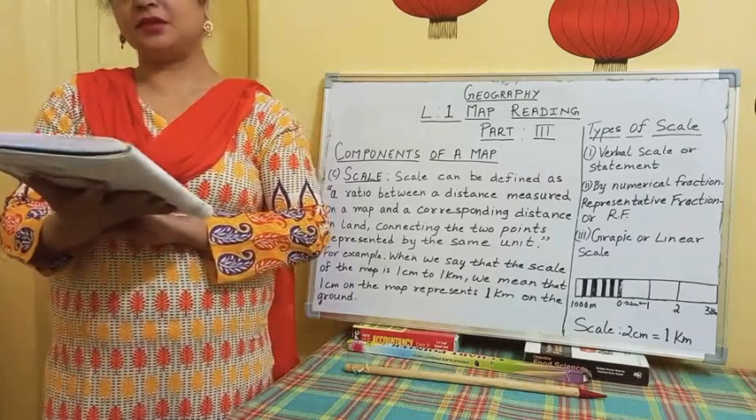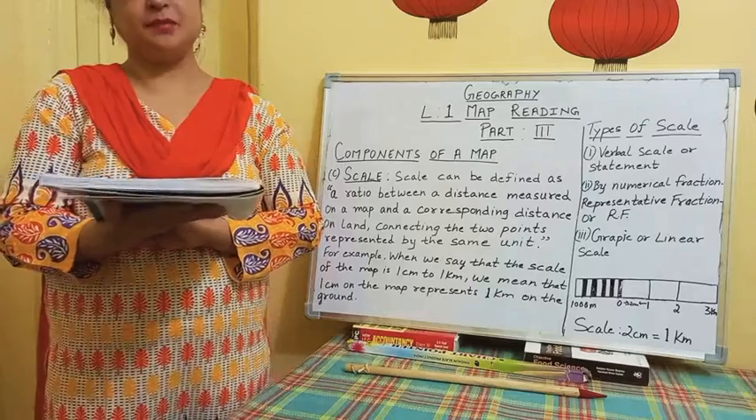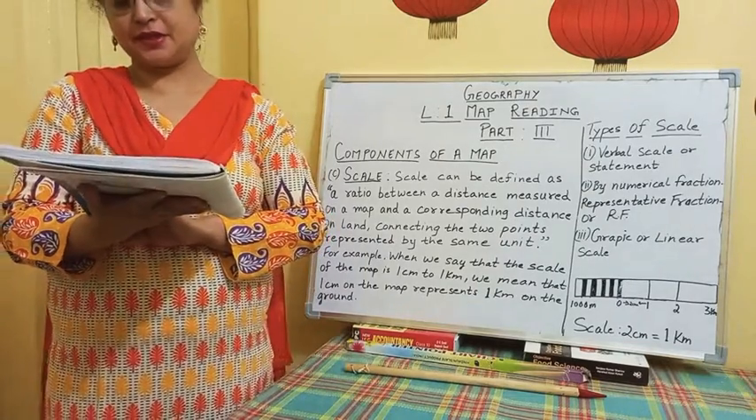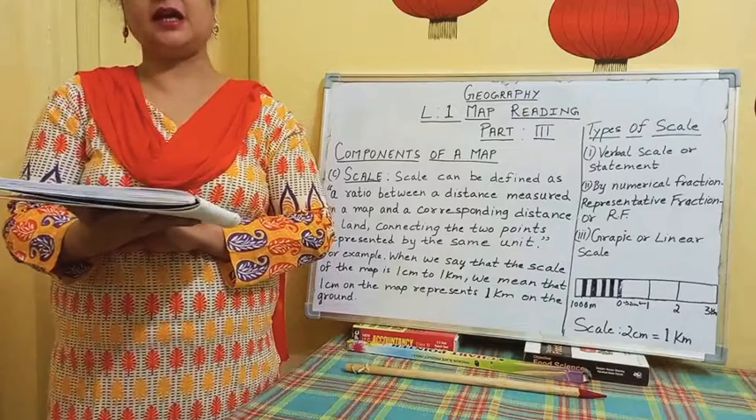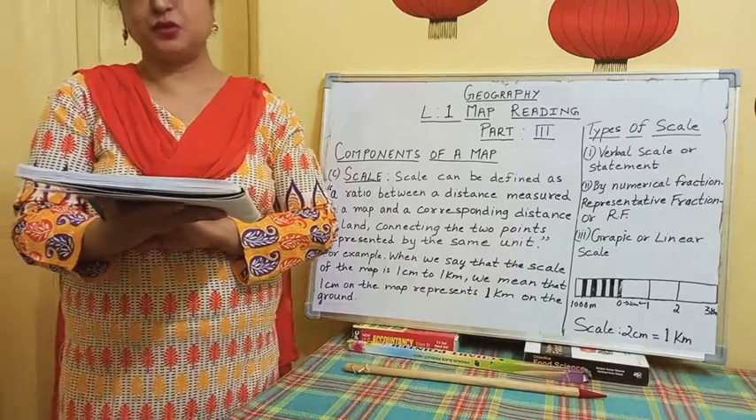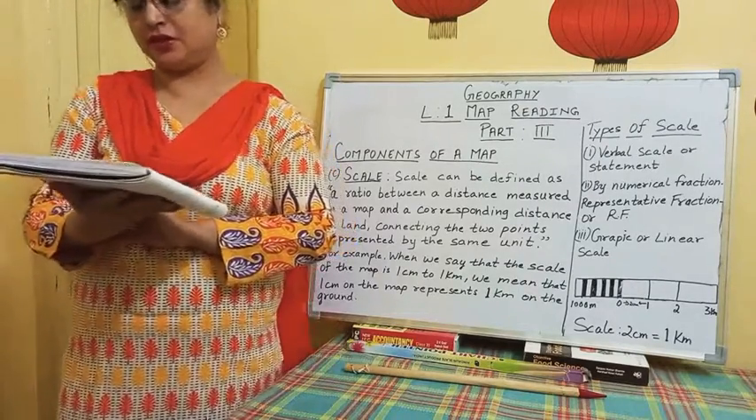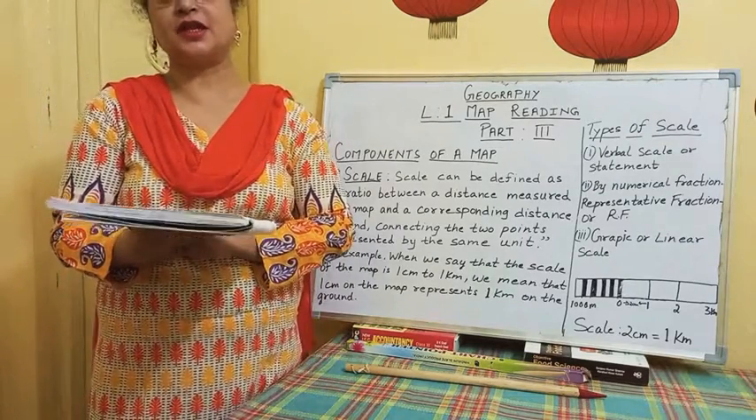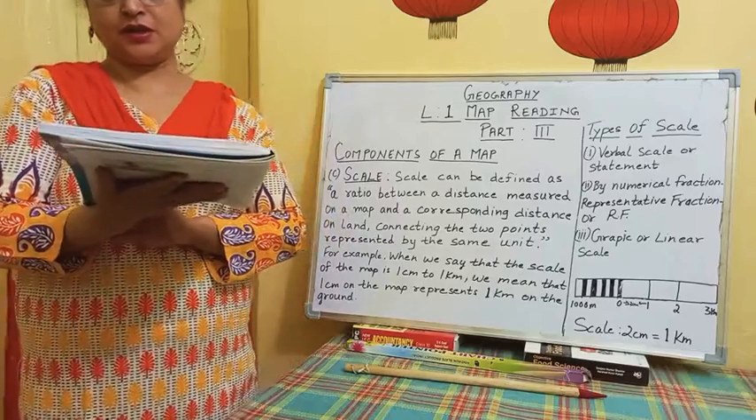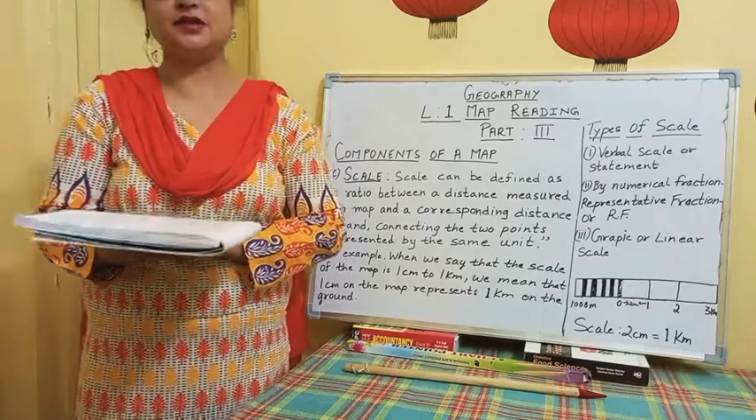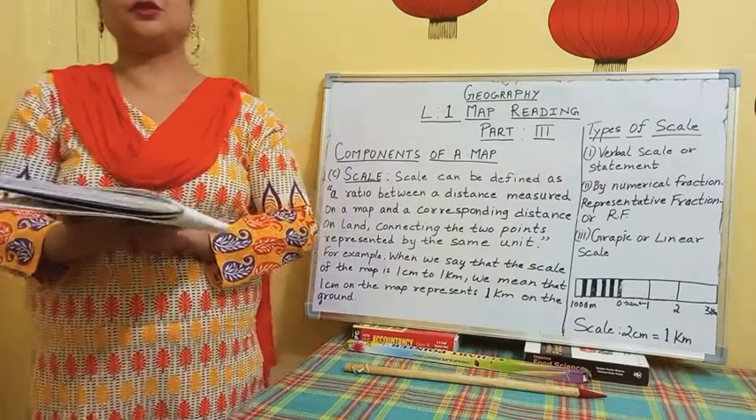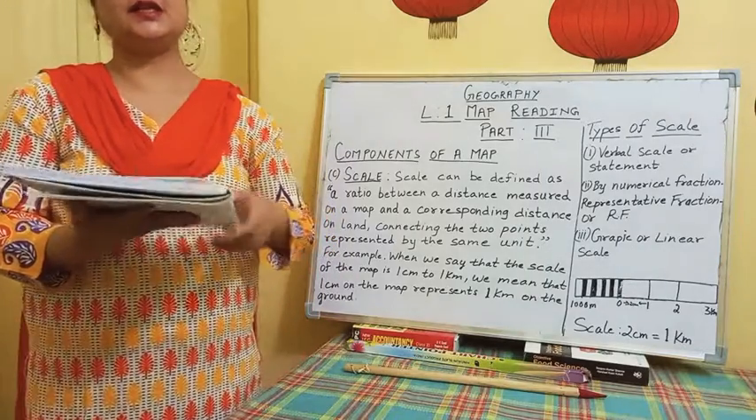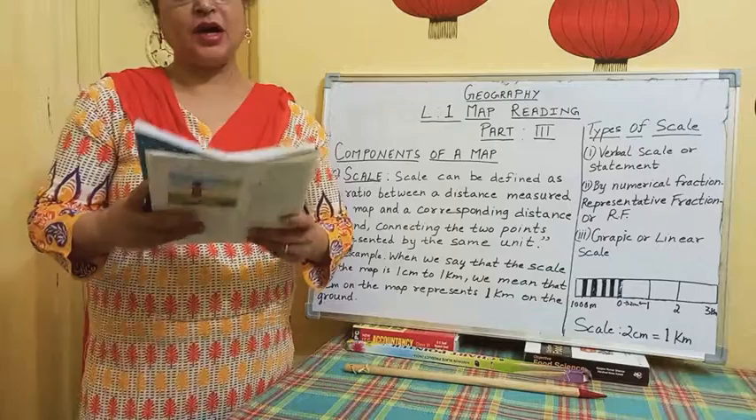Now comes the symbols. Why are symbols used in a map? What is their importance? On every map, certain signs, symbols and letters are used to represent the features on the earth's surface. These are called conventional signs and symbols. So all these symbols and letters, certain signs which are used in a map, are also known as conventional signs and symbols. Now why are they used?